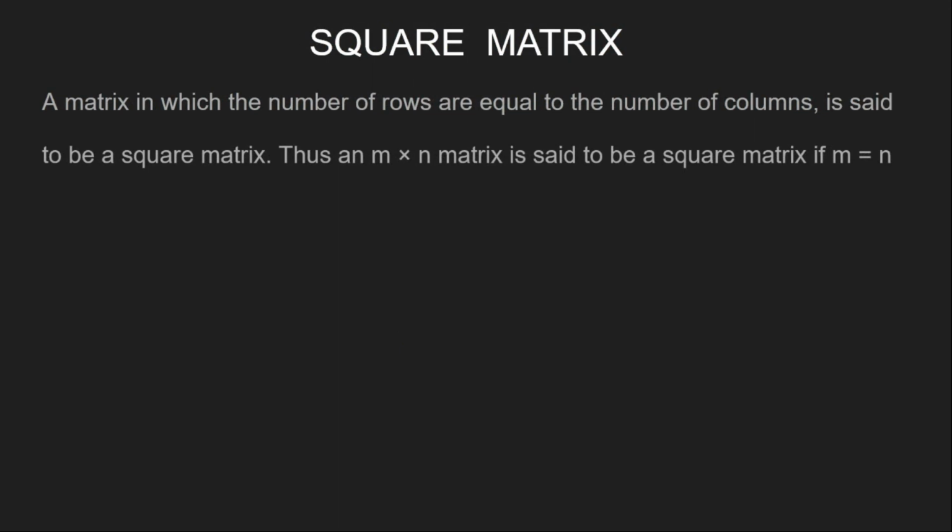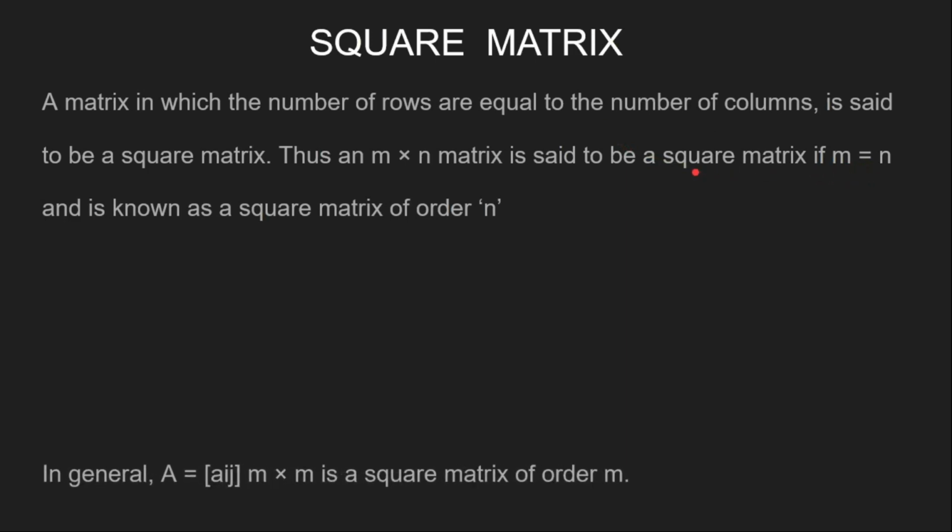An m cross n matrix is said to be a square matrix if m is equal to n, and is known as a square matrix of order n. So basically, if you have any matrix in which the number of rows and the number of columns are equal, it means m is equal to n. You can say that matrix is a square matrix in general.